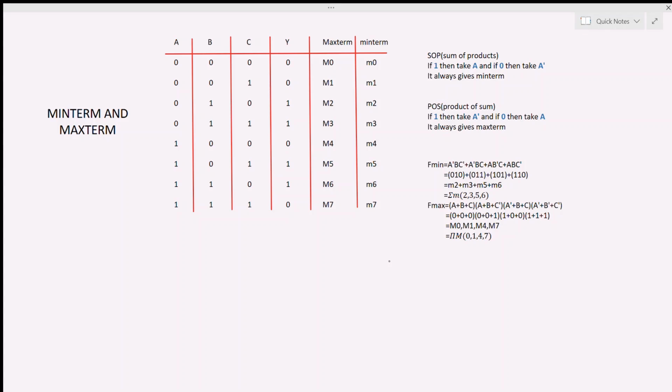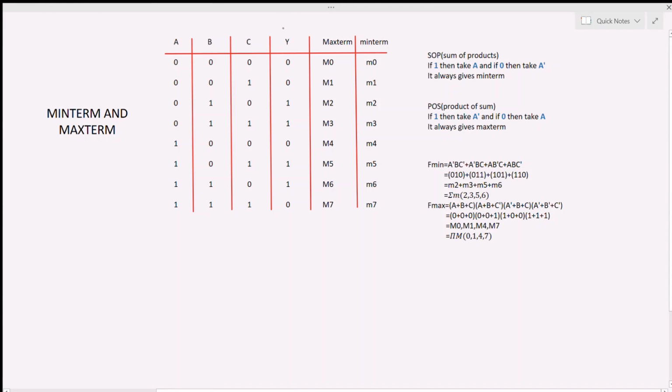Hello friends, today let's see what are minterms and maxterms. Here I have taken a truth table with 3 variables and a single output, and these outputs I have taken randomly. So let's start. What is maxterm?